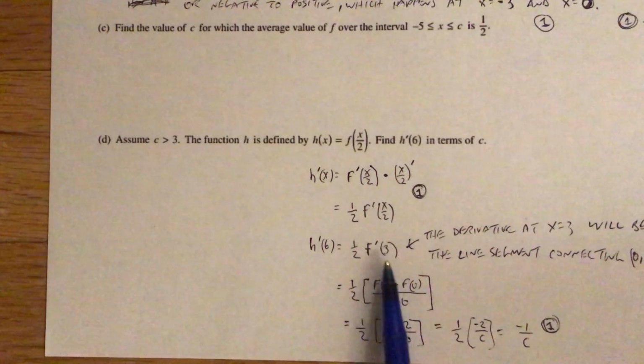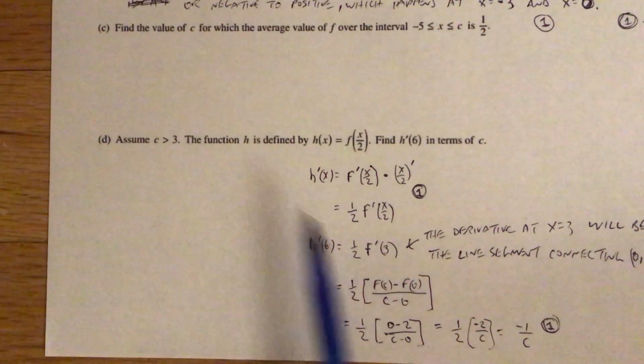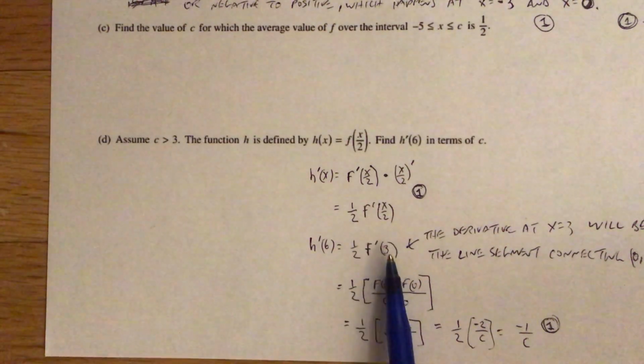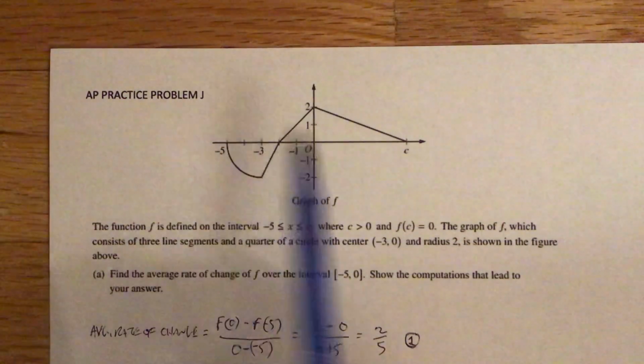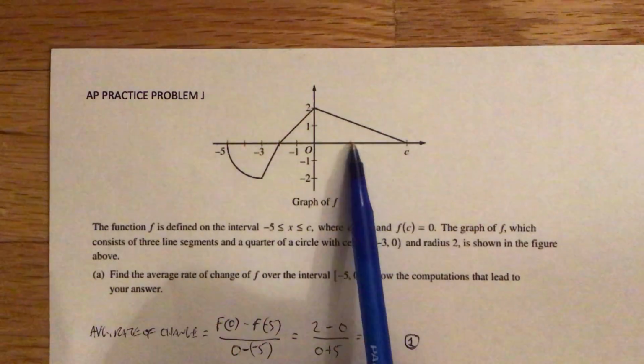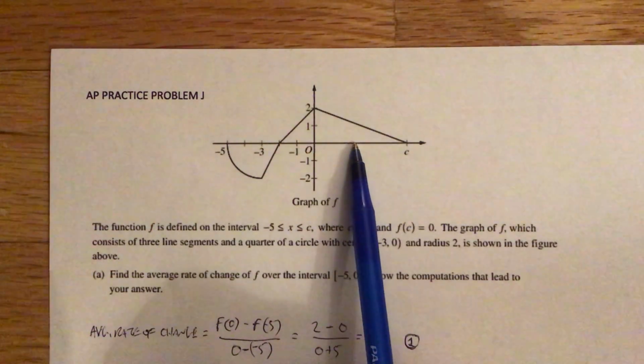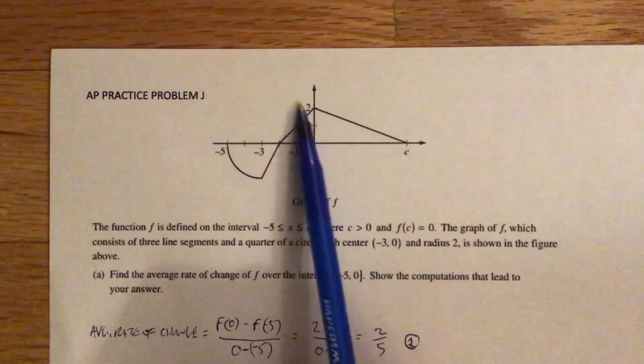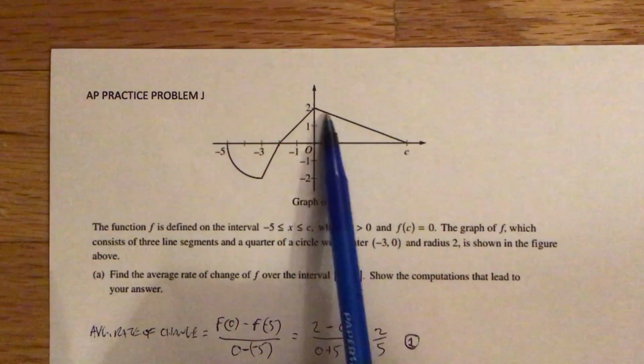Well, f prime of 3, what should that be? This is where the c has to be greater than 3 comes in, because what does f prime of 3 mean? It means the slope at 3. If we come up to this picture, let's assume 3 is right around where the pen is. If 3 is here, well, what's its derivative? It's the slope at 3. The good news is the slope at 3 is the same as the slope all along this line segment.